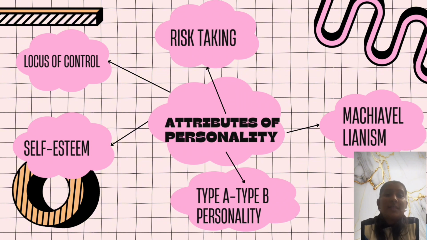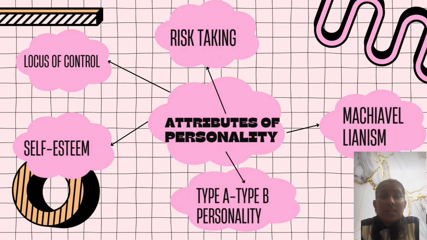Number 3, self-esteem. Self-esteem is a term used in psychology to reflect a person's overall emotional evaluation of his or her own worth. Number 4 is risk-taking, the tendency to engage in behaviors that have the potential to be damaging or dangerous, yet at the same time provide the opportunity for some kind of outcome that can be perceived as positive. And the last one, type A, type B personality.